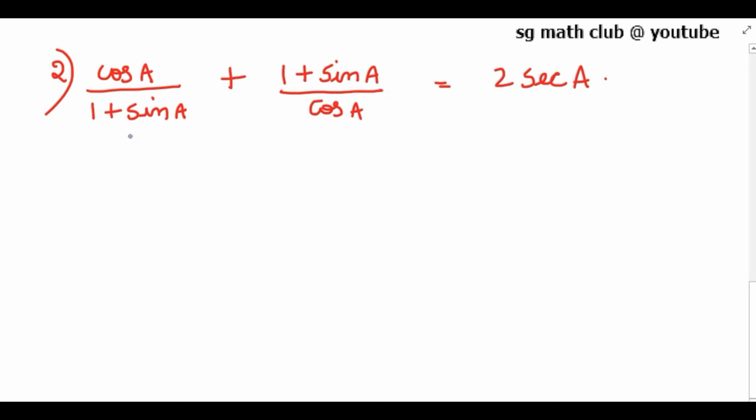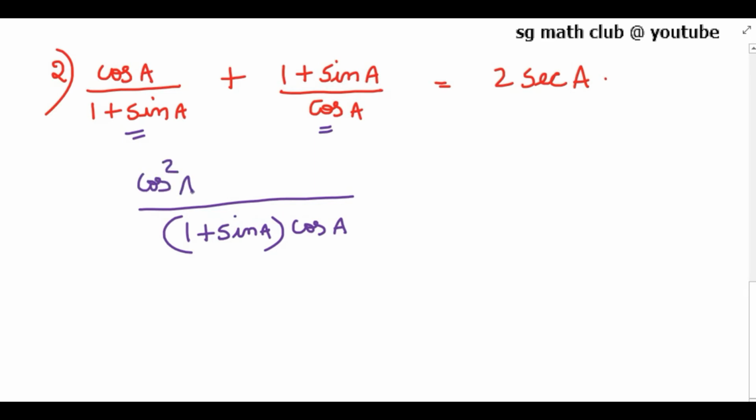Now here we will take the LCM, because these are two fractions with different denominators. So I am going to take the LCM. So LCM is 1 plus sin A and cos A. Now what you should multiply with 1 plus sin A to get this? You have to multiply cos A. Same thing you have to multiply in the numerator also. Cos A into cos A is cos square A.